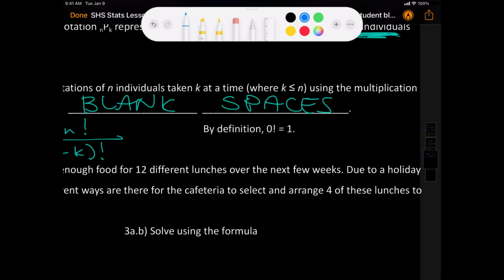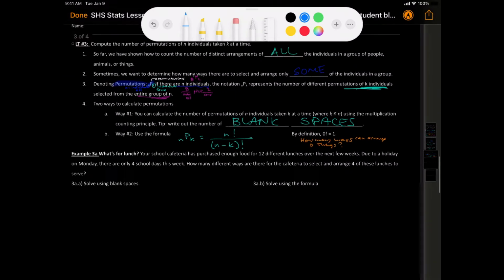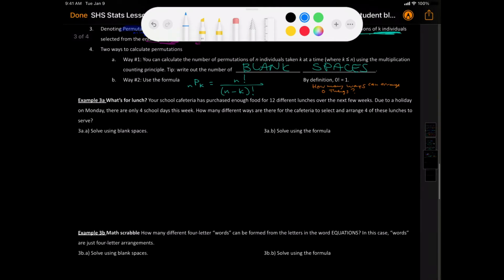Over here, I want to spend a little bit of time. What does 0 factorial mean? The answer is 1, and the question that might help you is, how many ways can you arrange 0 things? And the answer is 1 way. You can only do it in 1 way. Okay, let's try this example.